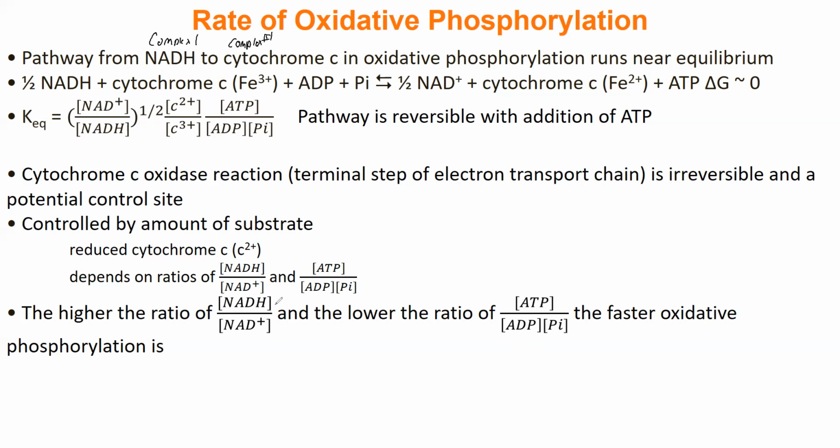But yeah, just keep that in mind. Oxidative phosphorylation goes its fastest when you have a lot of NADH and a lot of ADP. So that's what the higher ratio means, right? So you want a whole number here and you want a fraction here, a low ratio. So that's what's determining the speed of oxidative phosphorylation.